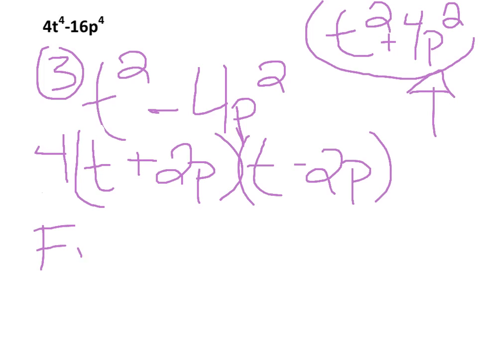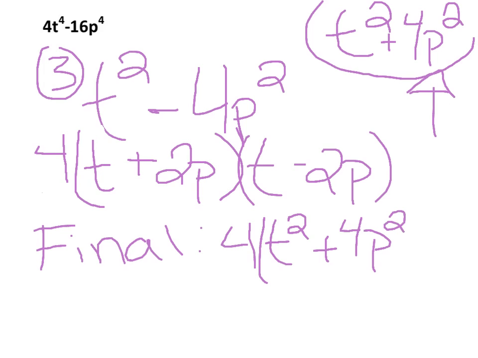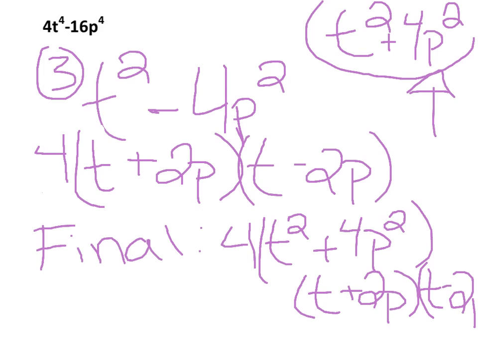So the final answer for our 4t to the 4th minus 16p to the 4th, our final answer for that would be 4 times t squared plus 4p squared, times t plus 2p, times t minus 2p. And this will be our final answer.